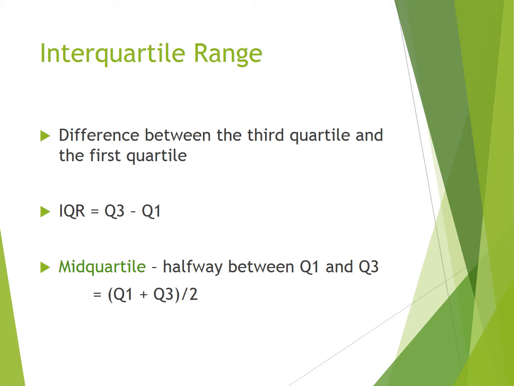Another value, known as the midquartile, is halfway between quartile 1 and quartile 3, which is computed by quartile 1 plus quartile 3, divided by 2. If the data is symmetric, the midquartile and quartile 2 should be roughly the same value. But if the data is not symmetric, then these values will be very different.